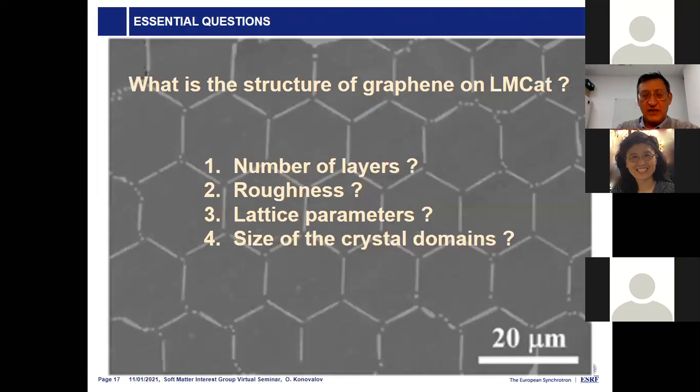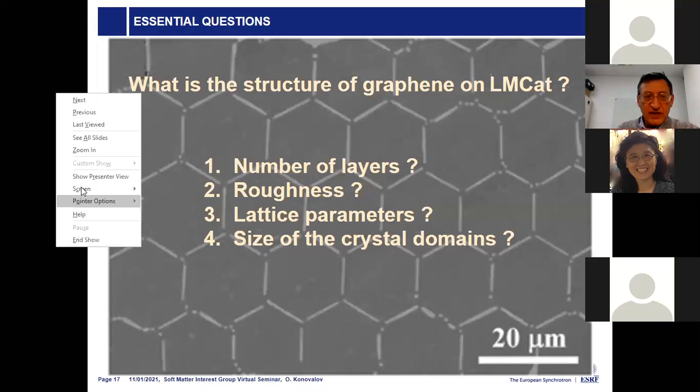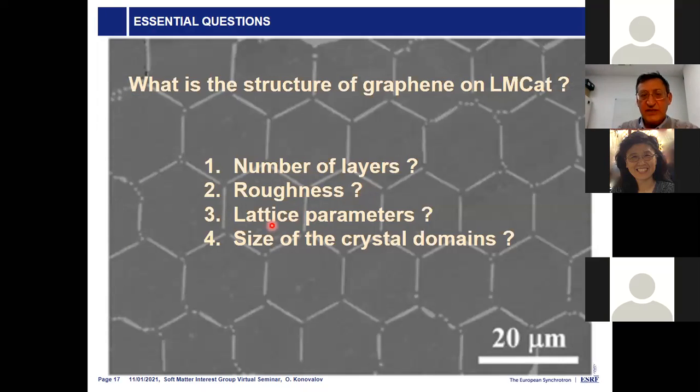So then with X-rays, which questions can we address? For example, how many layers did we grow on the top? Okay, we know that this is one layer, but with X-rays we can confirm this. What is the roughness of the graphene layer? What are the lattice parameters? And what is the size of the crystalline domains?